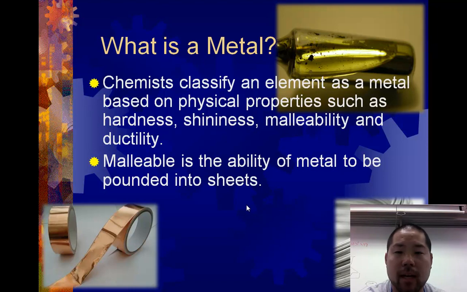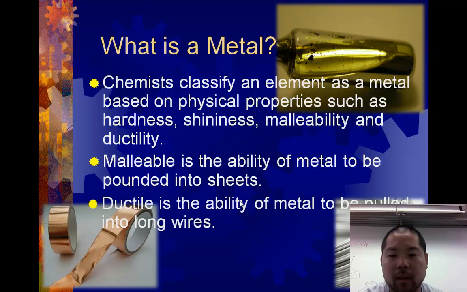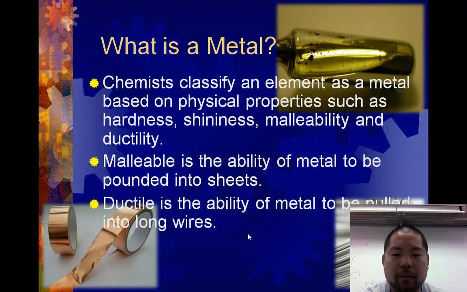Different metals have different malleability, but in general, metals have this ability to be thinned out. They're also able to be pulled apart or pulled into a long, thin wire, and that's called the characteristic of ductility, or being ductile. And that's what our image here is of.